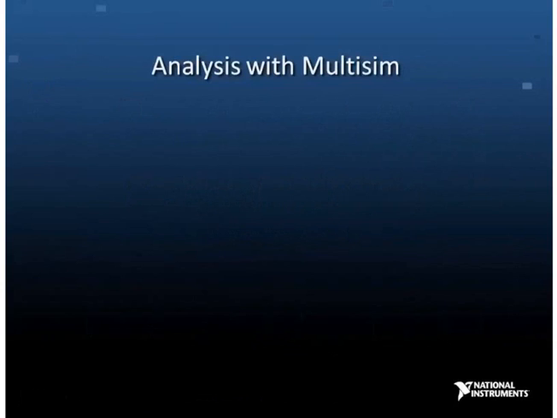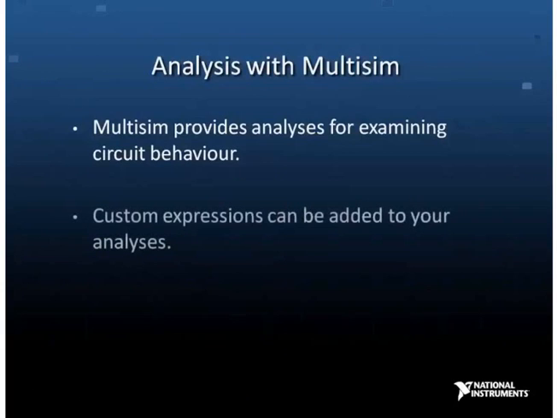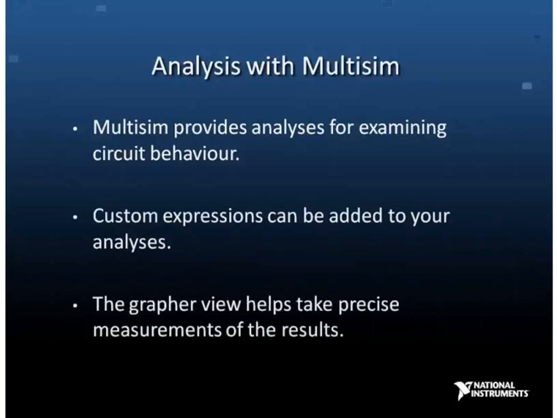Let's start by taking a look at how analyses work in Multisim. Many different types of analysis are provided for examining circuit behavior, such as transient, noise, and Fourier analysis. These analyses require a circuit to already be captured and ready for simulation to run. Custom expressions can be added to your analysis to better visualize specific aspects of the circuit and the results of the analysis. The graph review is an interactive tool that helps visualize and measure results from conducted analysis.